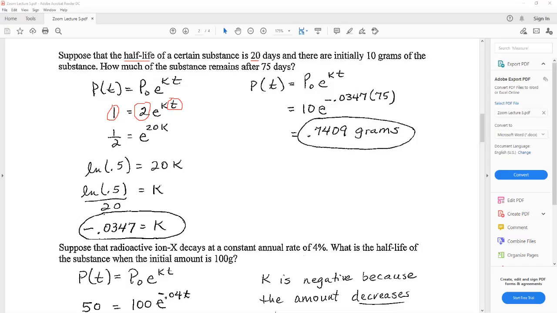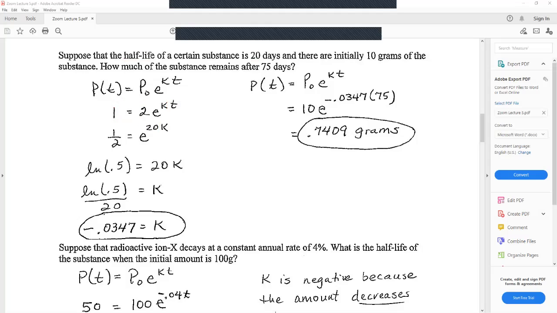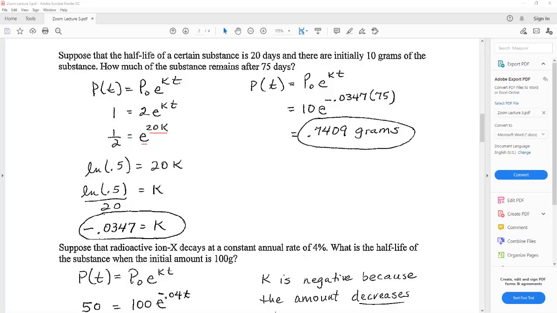Let me review that. If I start off with 2 units of the substance, and I know that it takes 20 days for it to lose half of its amount, then that means after 20 days, the 2 is reduced down to 1. If I divide both sides by 2, I have 1/2 is equal to e to the power of 20k. Of course, we have e raised to a power, so I'm going to take the inverse of e on both sides, which is ln. And of course, 1/2 is just 0.5. So I'm going to introduce an ln on both sides.